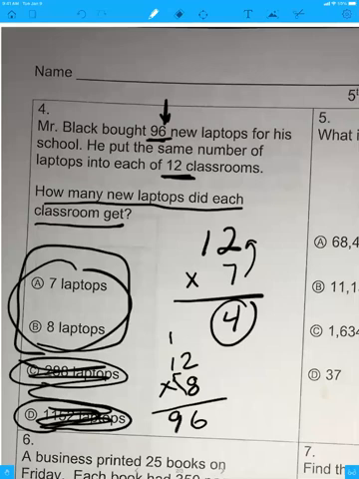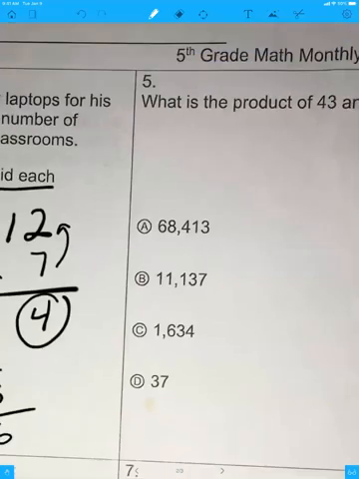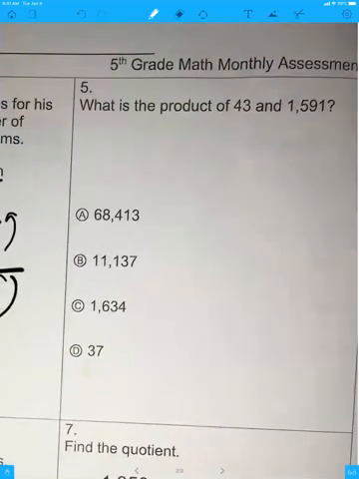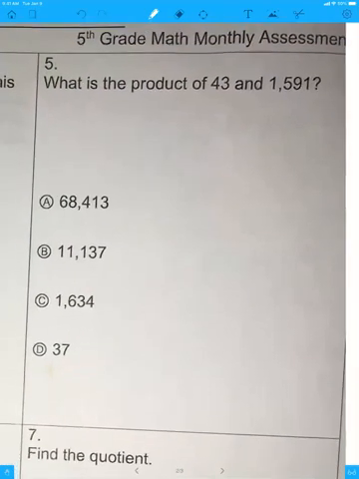So test taking strategies. Now, if you have to do your area model that I just messed up horribly, go ahead. If you have to do the division, that's fine. But you should be able to eliminate choices that don't make sense. Okay, go ahead and do the next one. Pause the video.